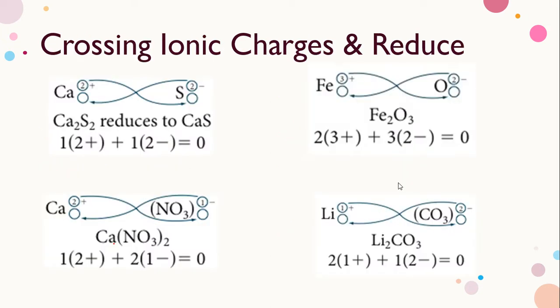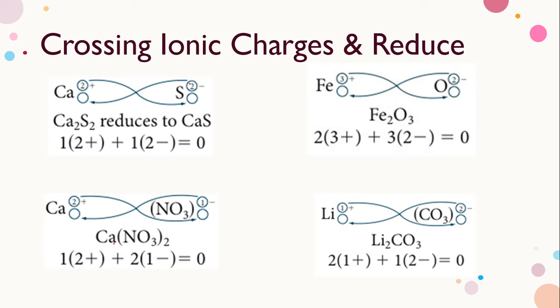Now, when it comes to creating ionic compounds, we have to remember to cross our charges and reduce. So here I've posted several pictures of examples of how we cross our charges. This is why it's important for us to go over what charges are, and that's what we did in the last lesson. So here we have calcium, has a 2+ charge because it's in group 2. Sulfur has a 2 negative charge because it's in group 6.